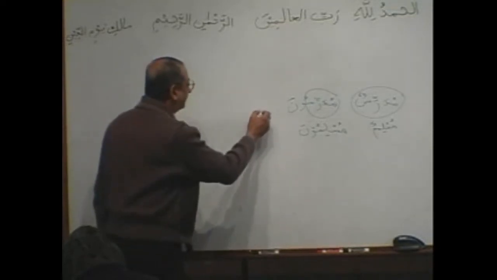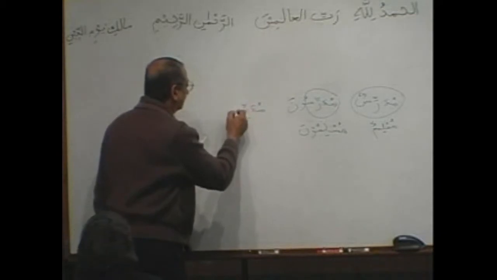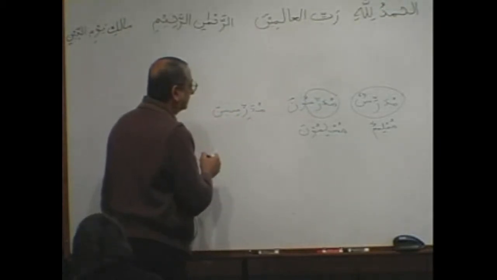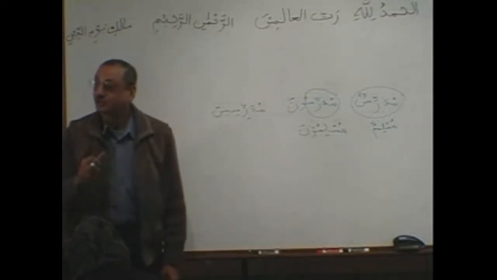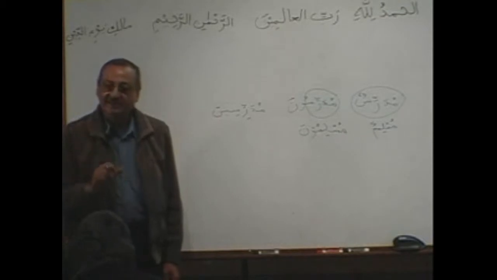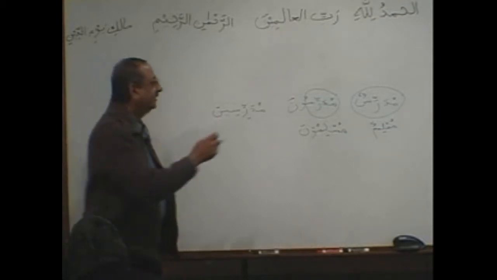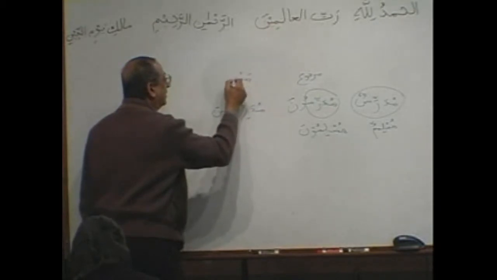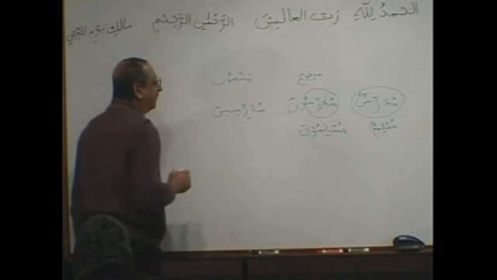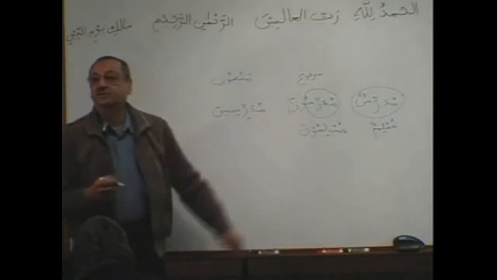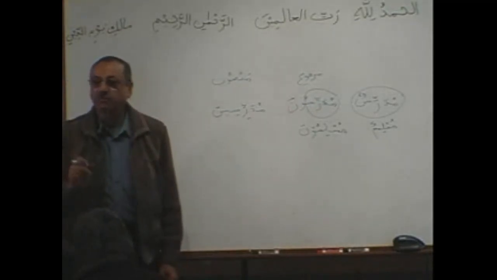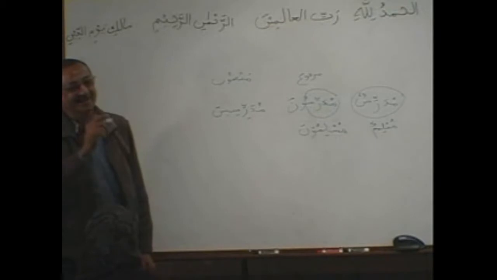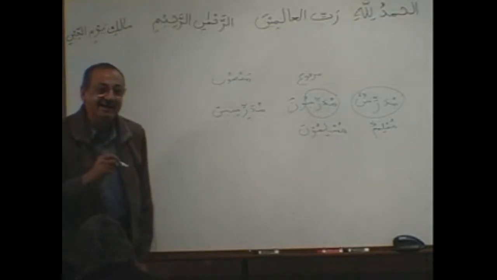Okay. How do I make it mansub? Watch carefully. Mudarrisina. Mudarrisuna will become mudarrisina. Are you with me? Okay. And so this is marfu, and this is mansub. Brothers and sisters, now, in marfu, the sign of its being marfu was waw. If it is mansub, what is the sign of its being mansub? Yeah, mashallah. You figured it out. It is ya.